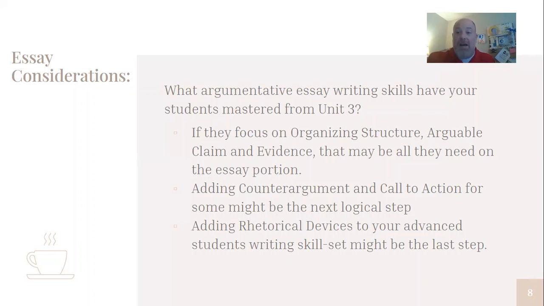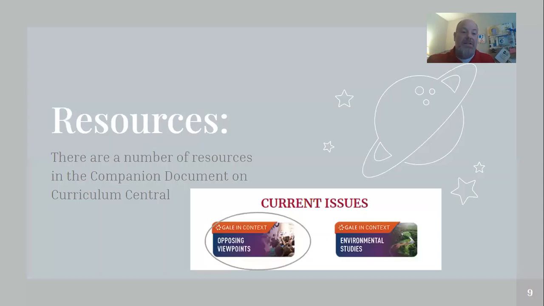For those kids that have counter argument and call to action, for those kids that are doing all of it well, it might be time to look at what rhetorical devices they can add to their writing to really bring it up to the next level. There are many resources that I've tried to link on the companion document around checking for bias and checking for credibility, as well as anything to support you in the writing process.